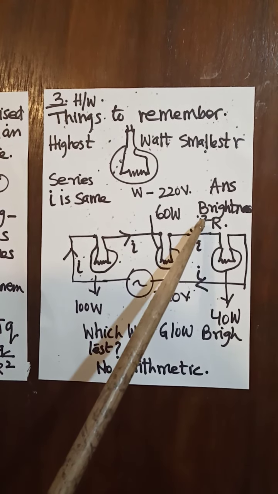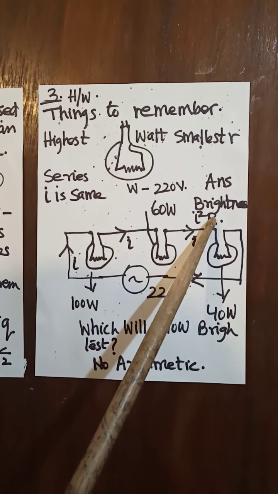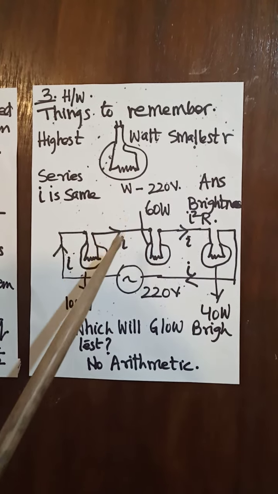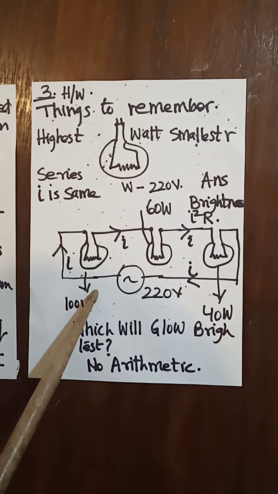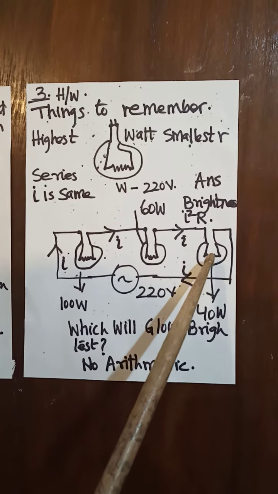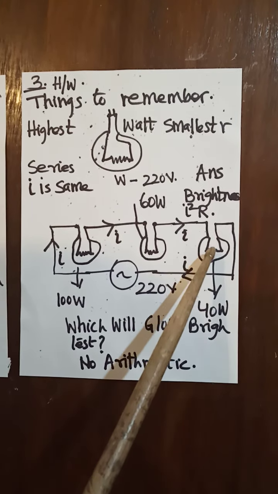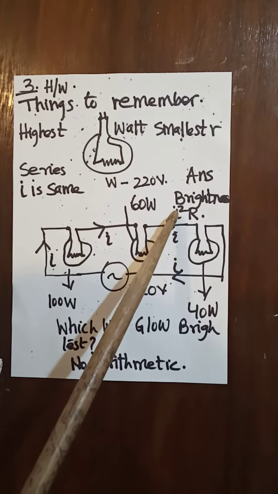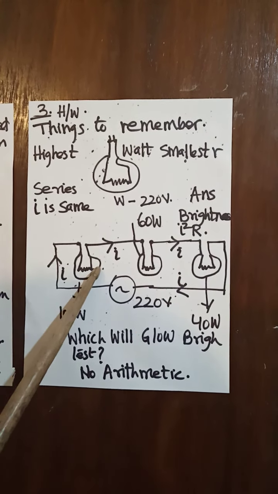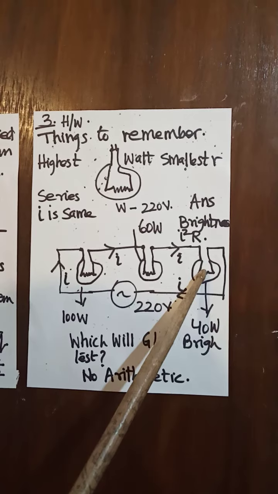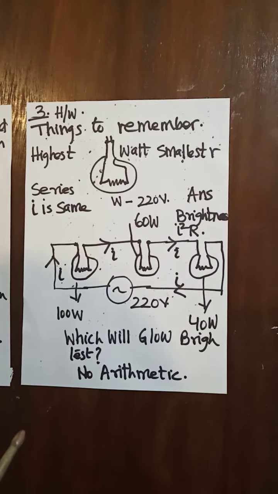See the principle, I square R, remember that. And what is the principle? The highest power bulb will have the lowest resistance, the lowest power bulb will have the highest resistance, and I square R, this will be brighter than the 100, this will be brighter than 60. So we'll end here.